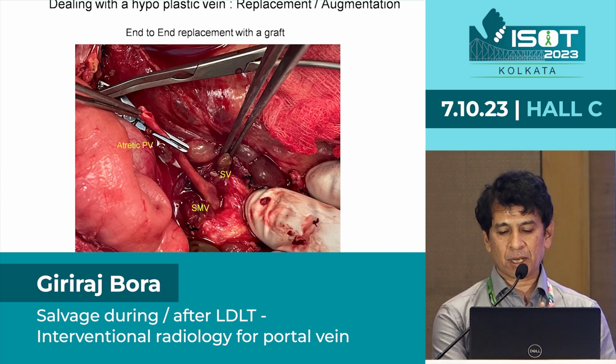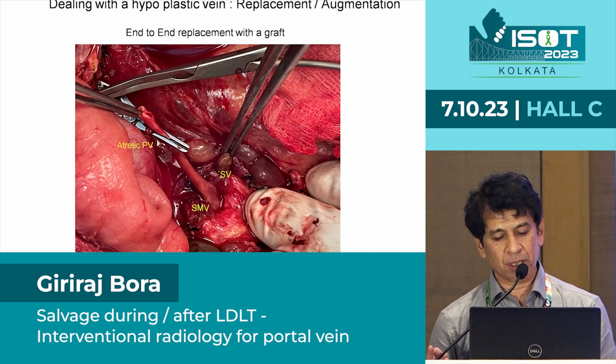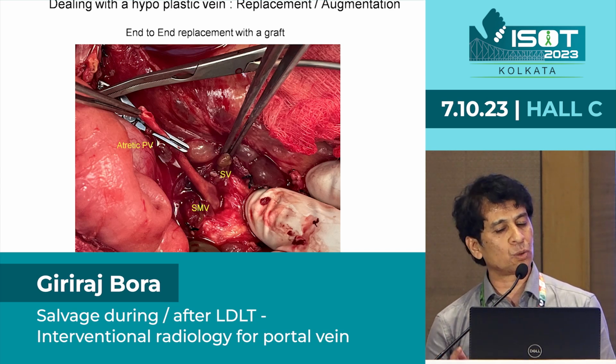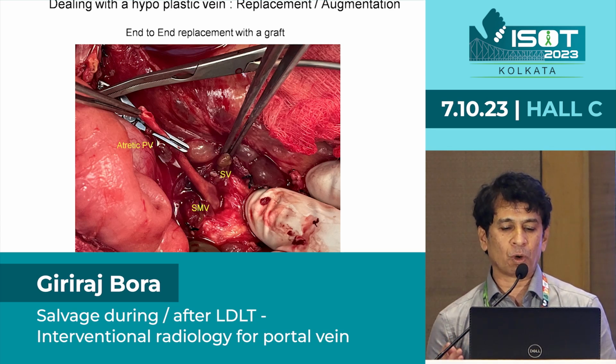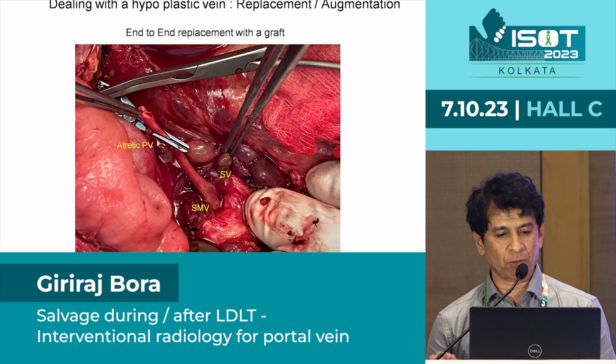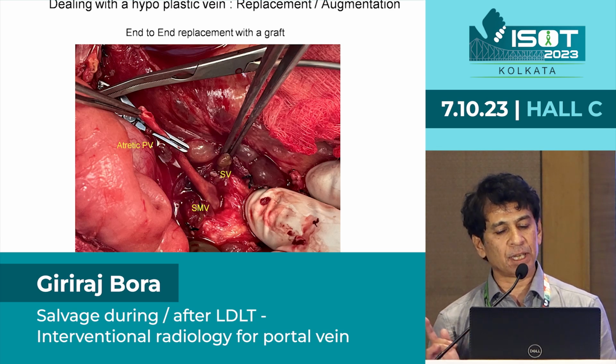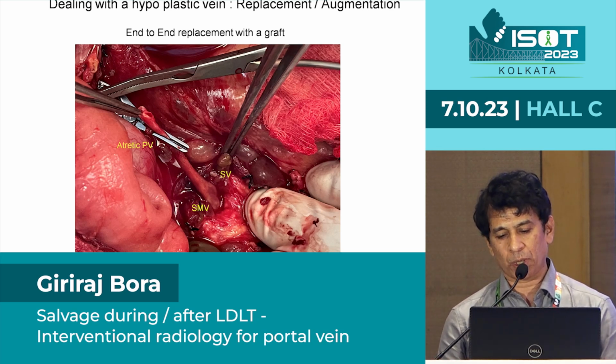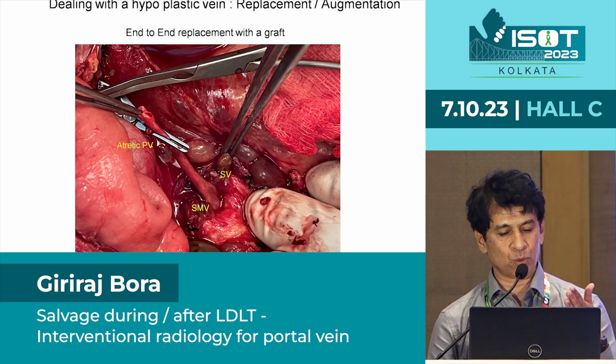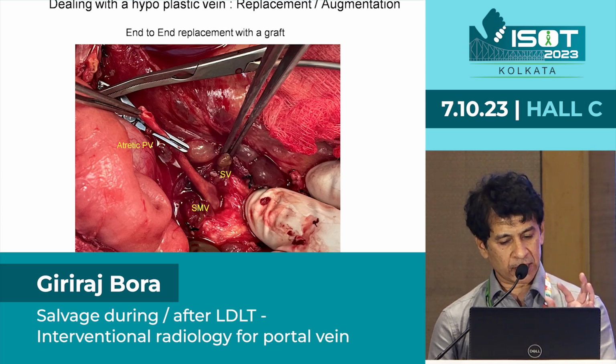So we have either a replacement technique or an augmentation technique. Our preference is always to replace the atretic portal vein or a small caliber portal vein. And for this, we dissect the portal vein to the junction of SMV and splenic vein. And once you do it, you need a graft to replace and somehow increase the size of this hypoplastic portal vein.